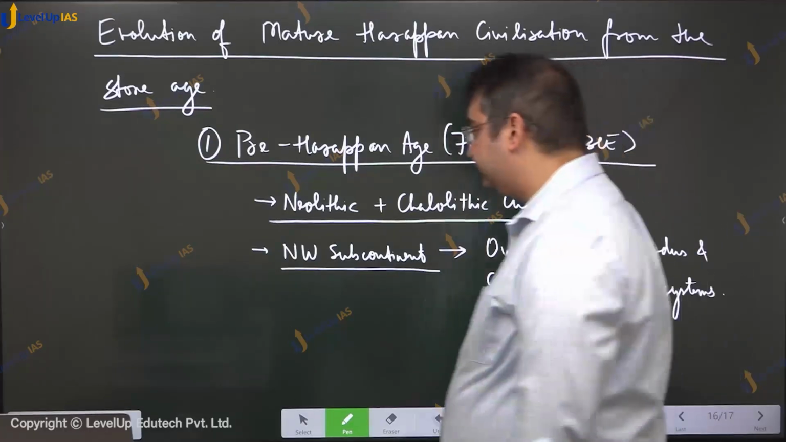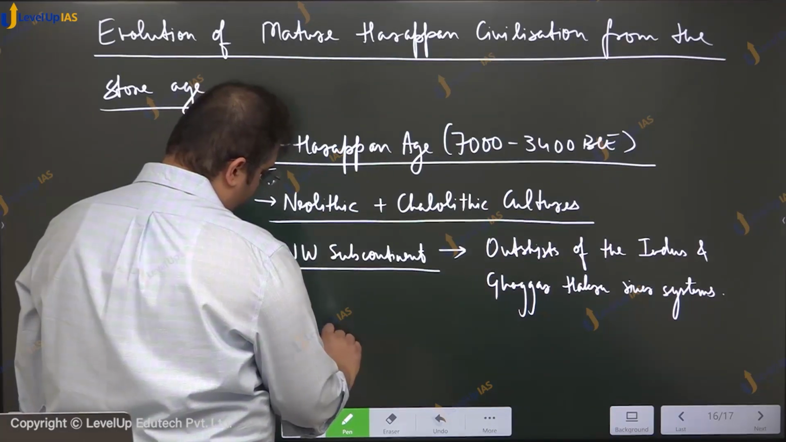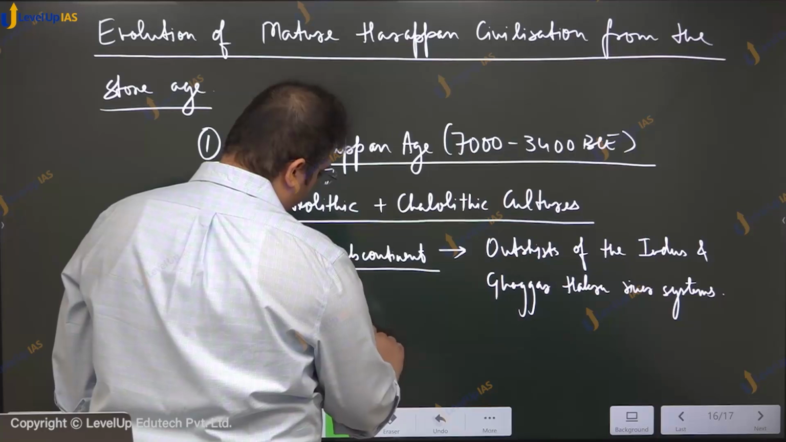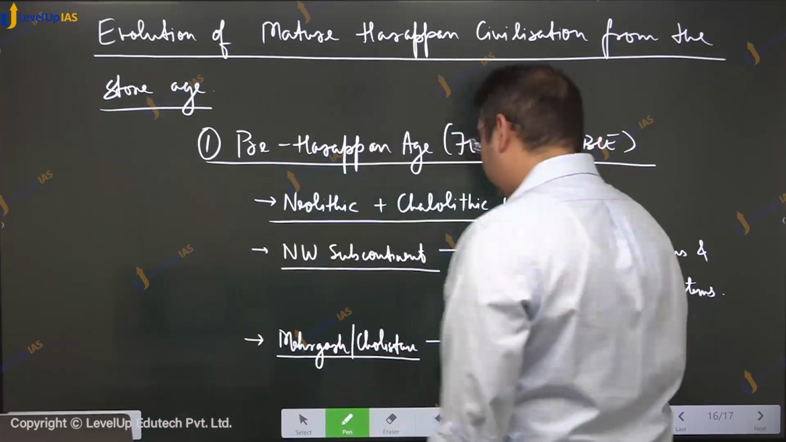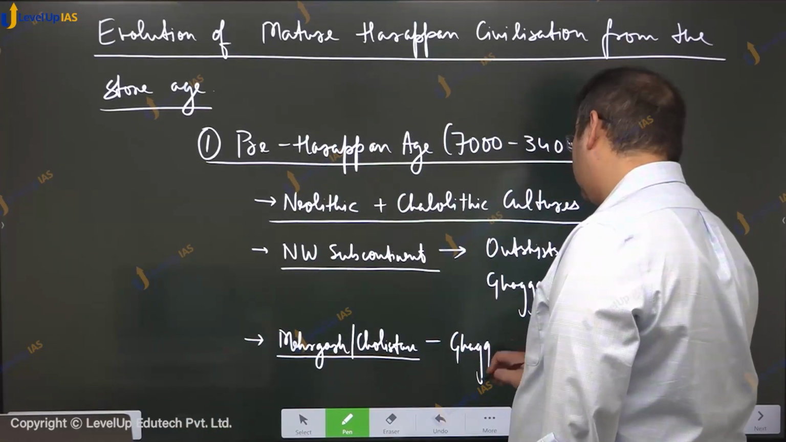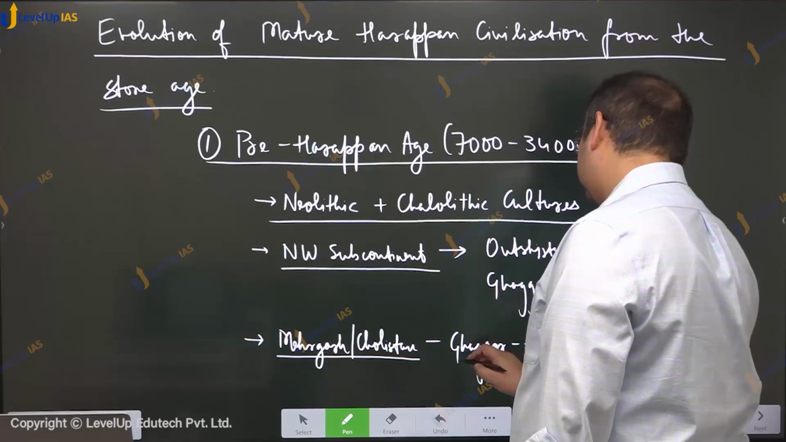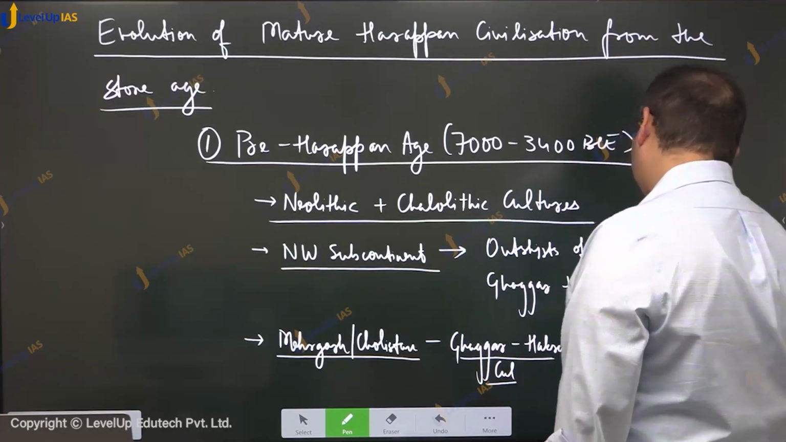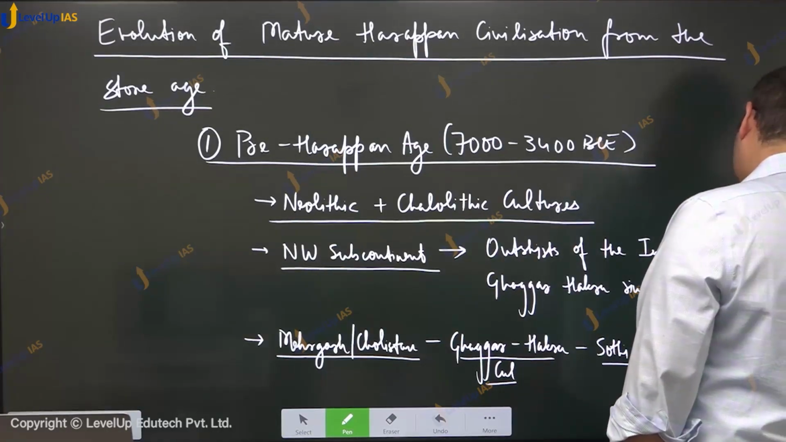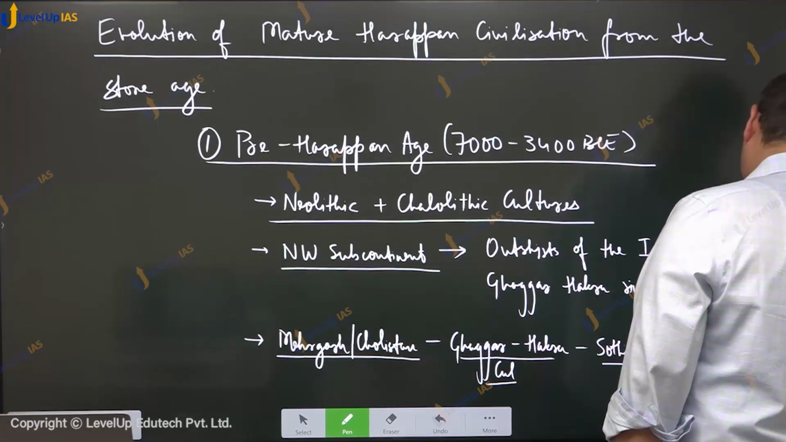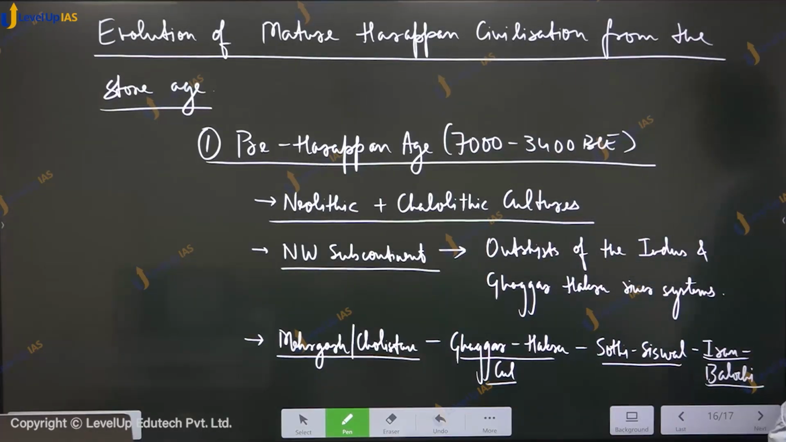किस तरह के कल्चर से मर्ज हुए? दी मेहरगढ़ और चोलिस्तान कल्चर, दी Ghaggar, Hakra culture, the Sothi, Siswal culture, the Iran, Balochi culture, etc.